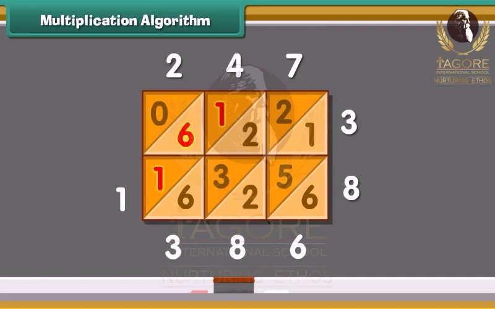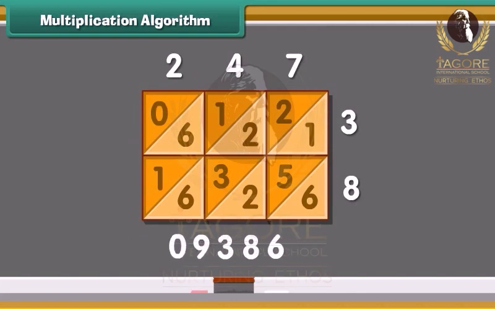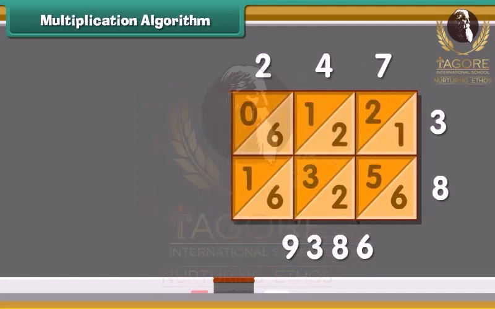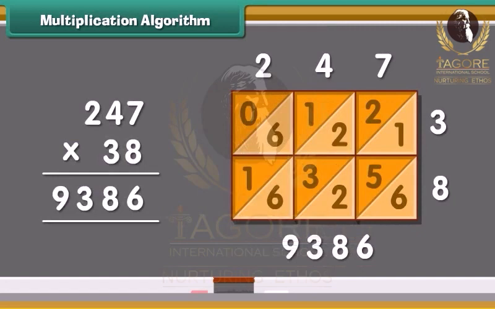1 plus 6 plus 1 is 8. Add 1 carry to the answer, we get 9, and 0 is 0. We get the answer 09386. Thus, we have the answer of 247 into 38 as 9386.